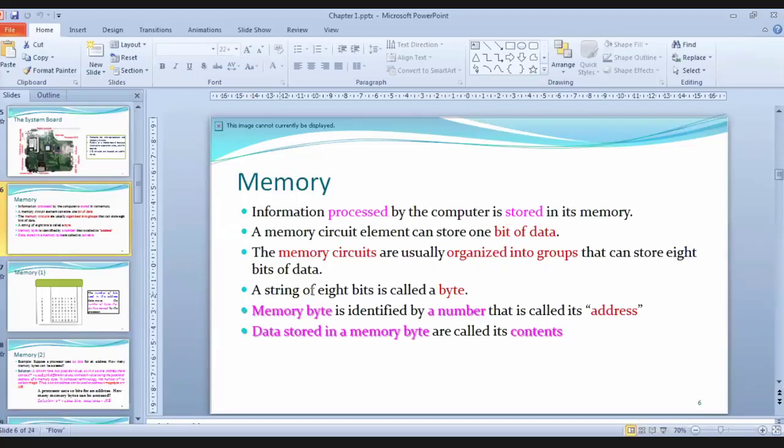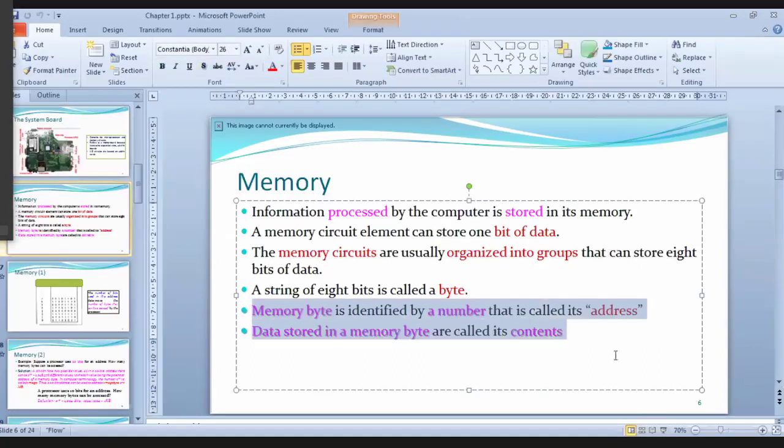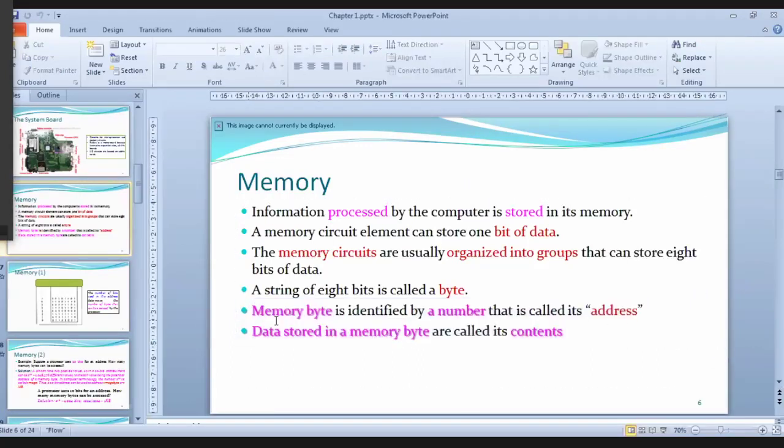Okay, so look at this: a string of 8 bits is called a byte, and a memory byte is identified by a number that is called the address. So these are the 2 points. Last 2 points you have to understand very carefully. As I told you in the previous day, a memory byte is identified by a number. Whatever memory you have, you are addressing it as 1, 2, 3. That means each and every memory should have an address. Do not forget it. I'm repeating it again for all of my students.